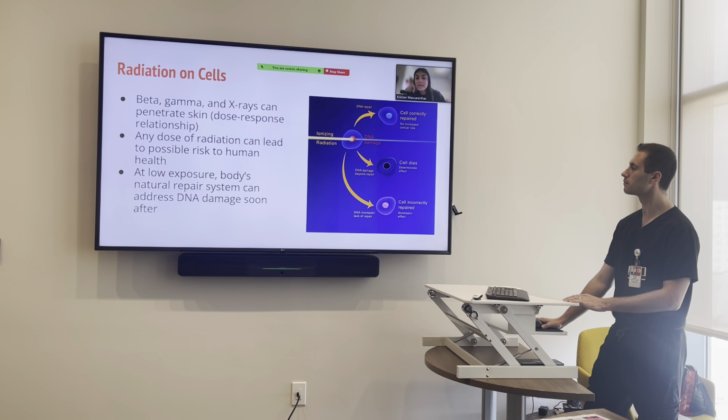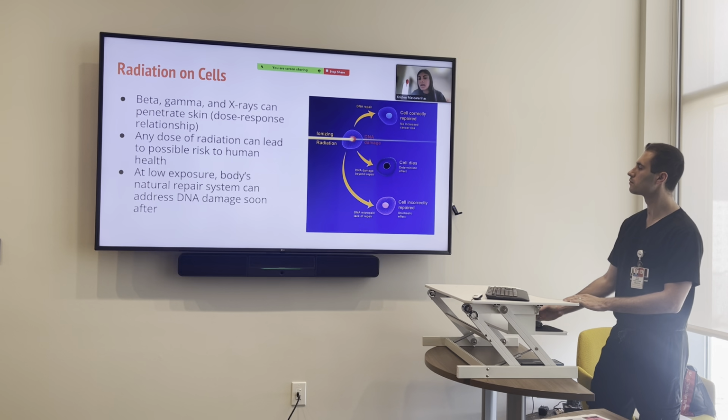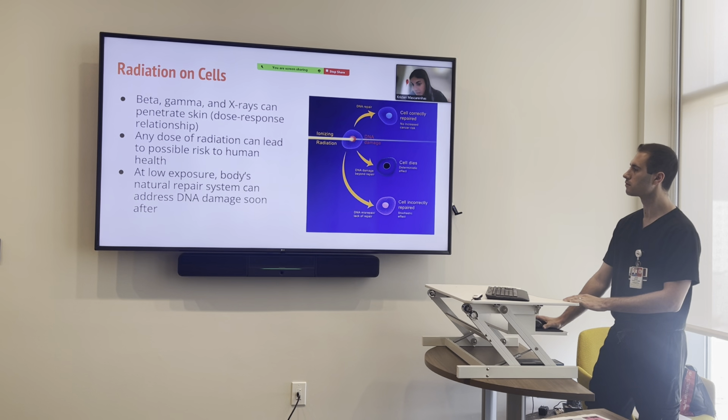And then the second option is that the DNA damage is so significant from the radiation that the cell will just die. And we're not really entirely sure what the effect of that would be. And then the last option is the cell is incorrectly repaired. And then that is when you can have mutations that can cause significant health impacts.